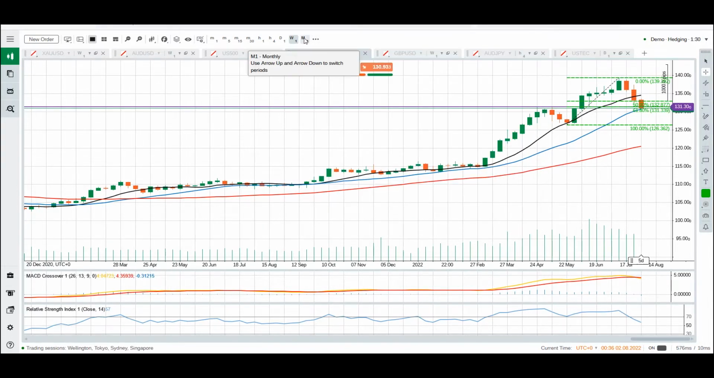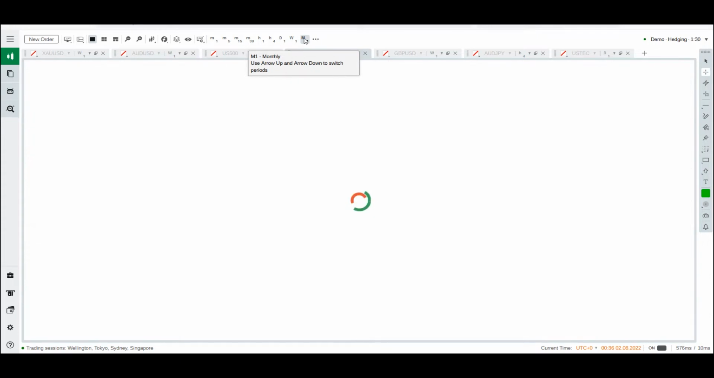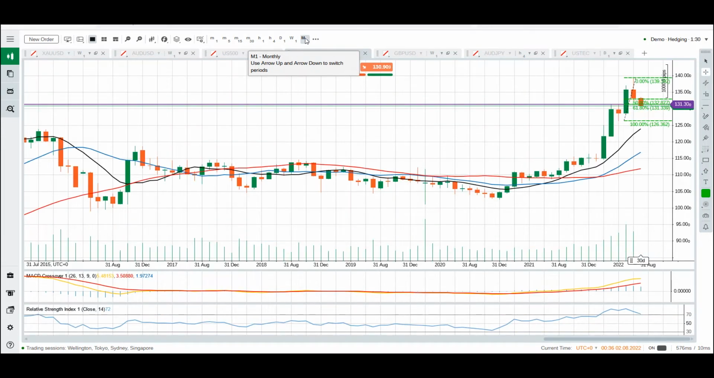Now, if we take a look at the higher time frame for confirmation of the direction, we can see that the monthly chart is also in a very strong uptrend. However, we are still overextended, so there is potential for this market to continue to pull back. That's why I'm looking for signs that the lower time frame is changing direction.